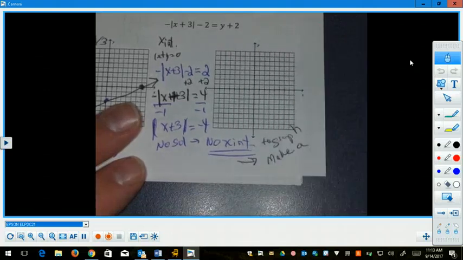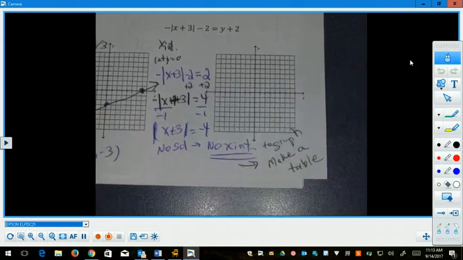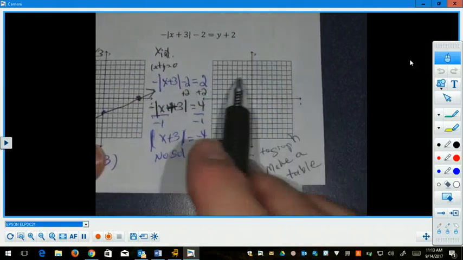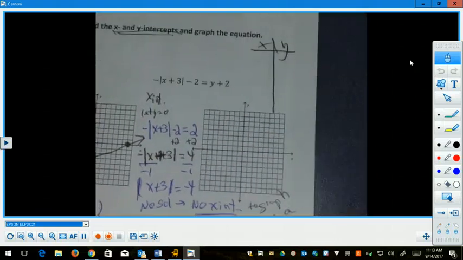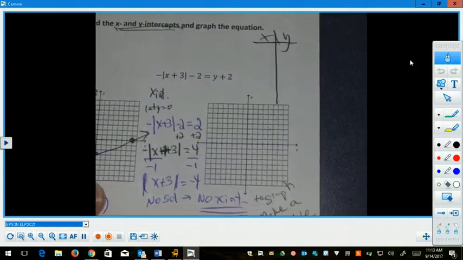Make a table. Even if I had the x-intercepts, so I know for this one, by the way, where should the middle of my table be if I'm going to make a table for this one? Where should the middle of my table be? Look at the equation carefully. What number should I pick for the middle? Not 2.